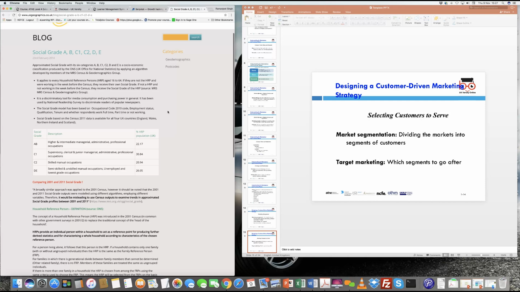People who are, for example, when I say higher intermediate, that means people who are either directors, principals, general managers, own a business, are qualified to a bachelor's degree, have income levels matching these positions, would be classified as somebody who is in social grade A and B.